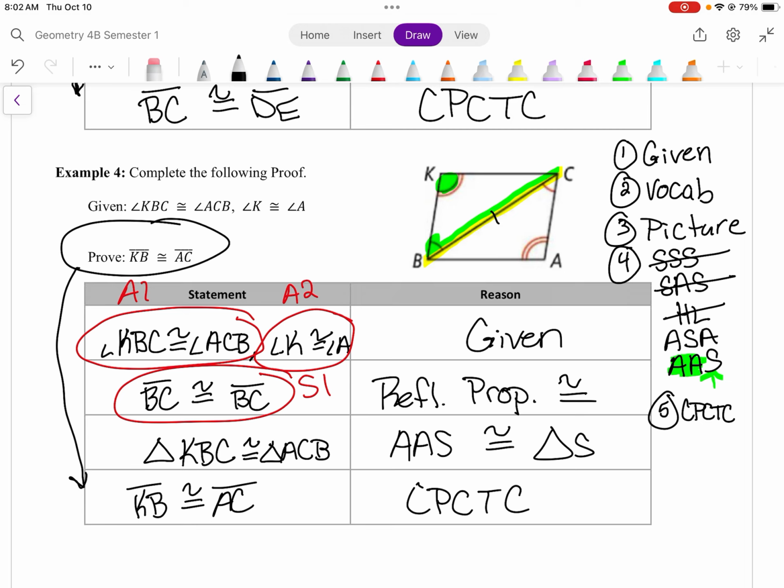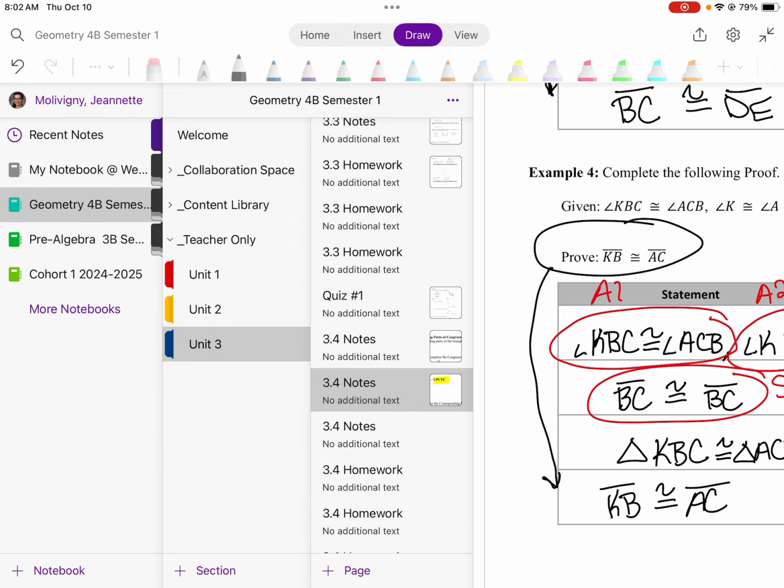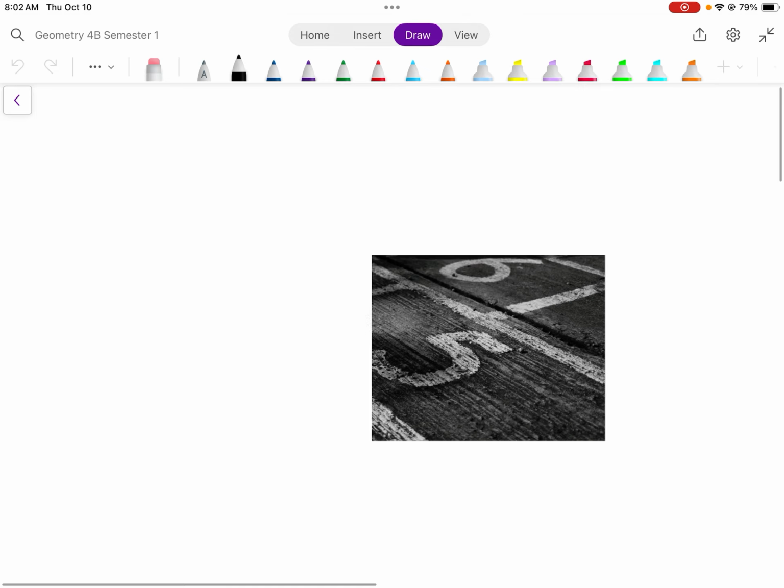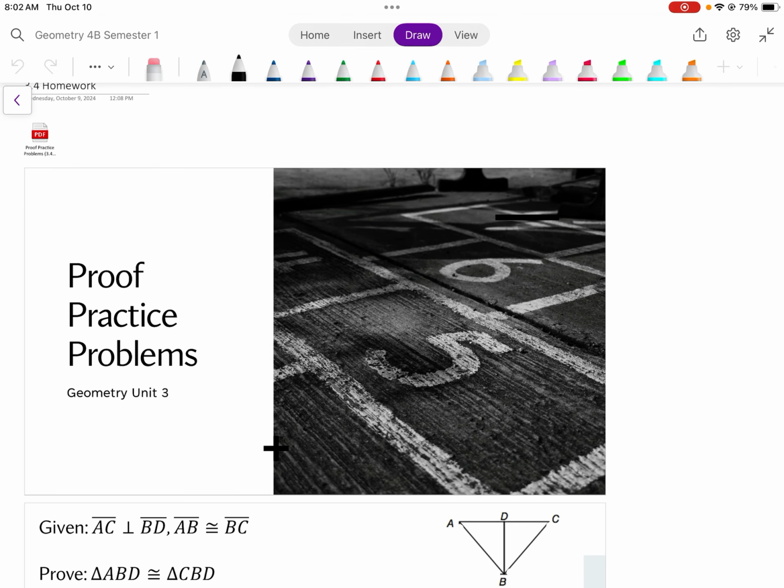Make sure you fill in the notes, and then once you have that, they should be the last page of your notes. Once you have it filled in, you're going to show it to the sub in order to get your homework. Your homework is going to look like this. It's proof practice problems. So your homework is going to be 5 different proofs.